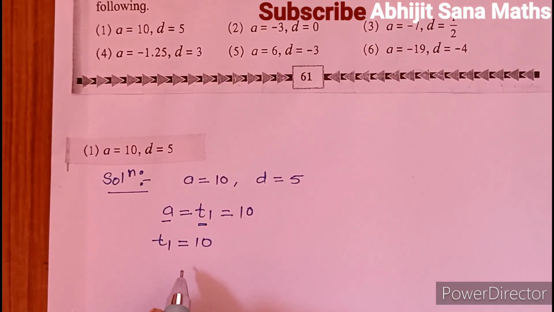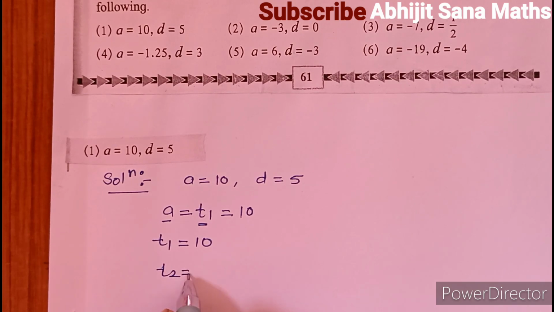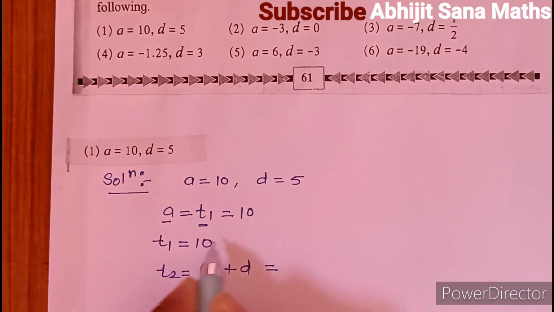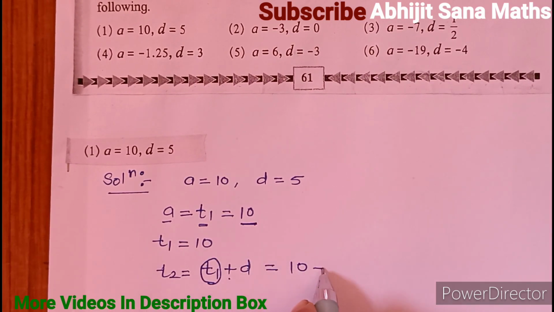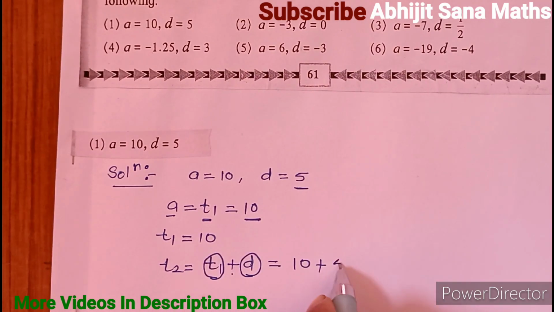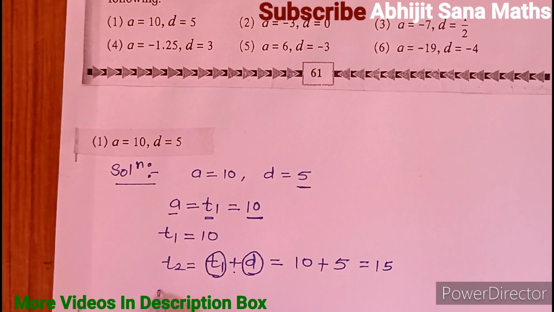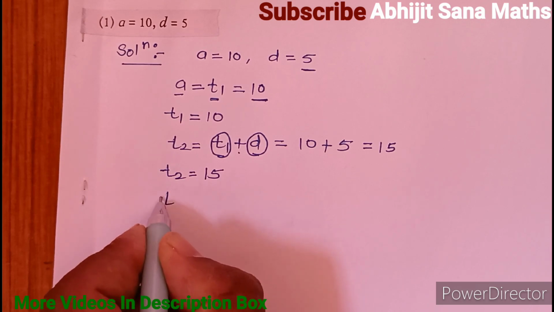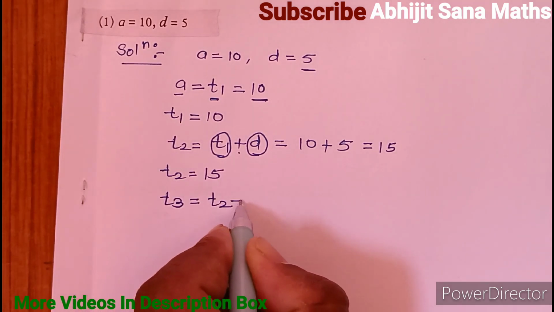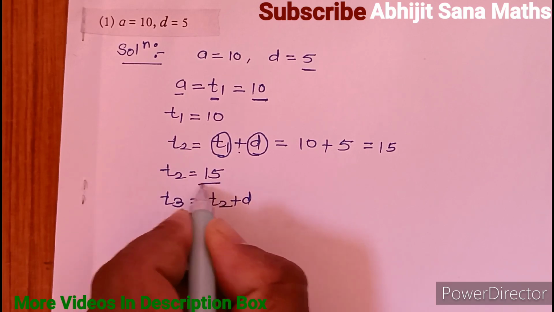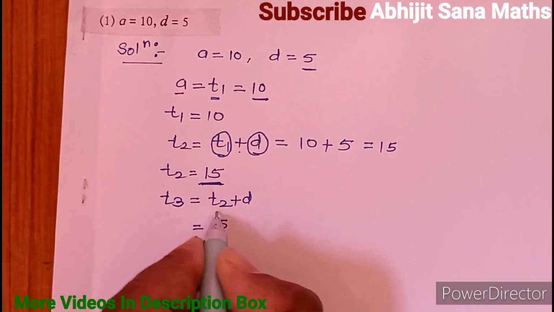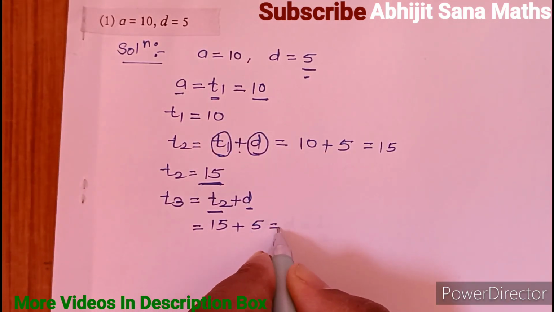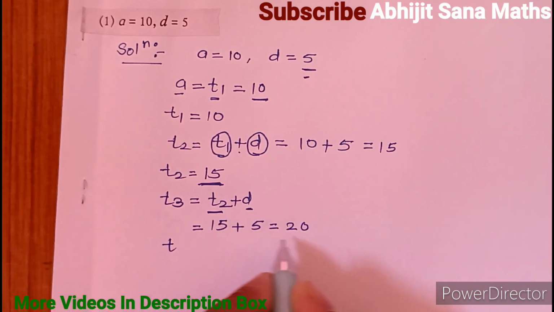Now for the second term, T2 equals T1 plus common difference D. The value of T1 is 10, put 10 plus the value of D, which is 5, equals 15. We get T2 equals 15. Now find T3, that is T3 equals T2 plus D. The value of T2 is 15, put 15 plus 5, which is 20. T3 equals 20.